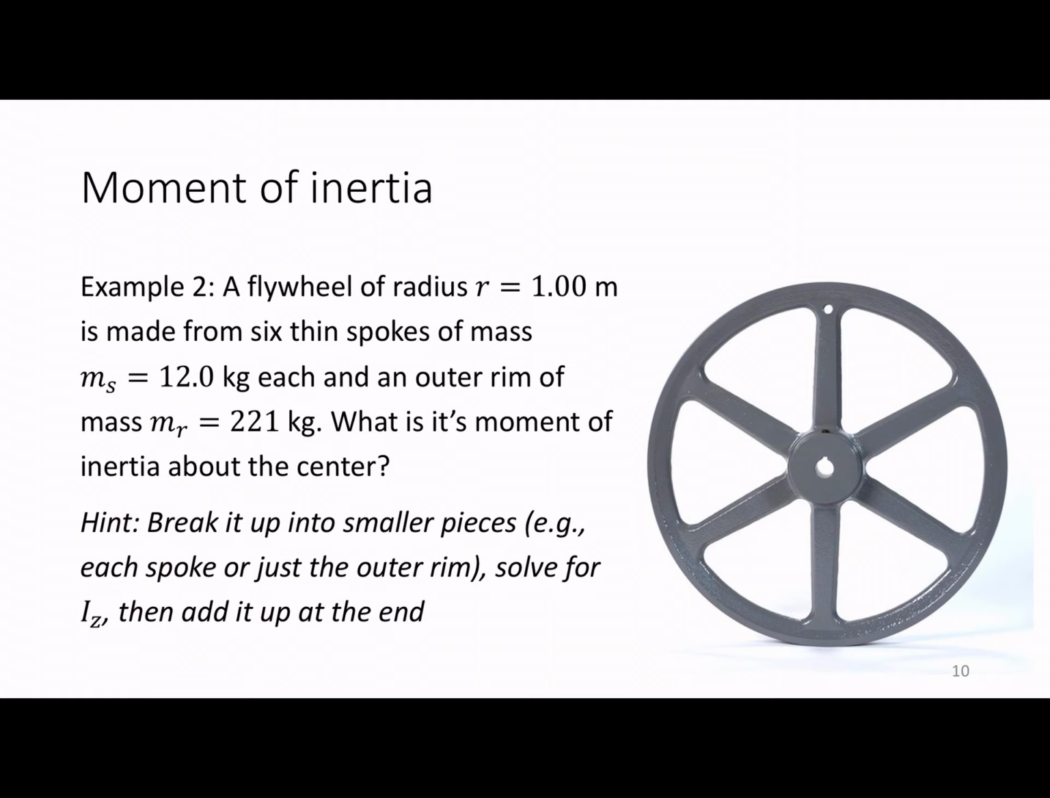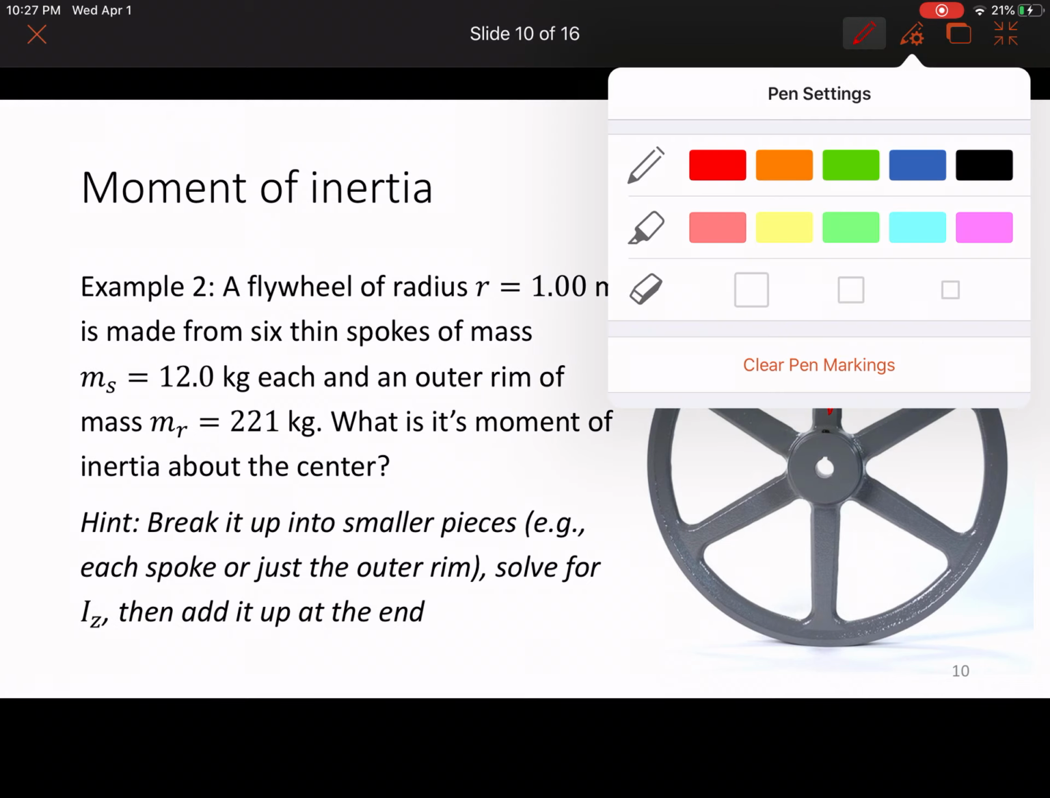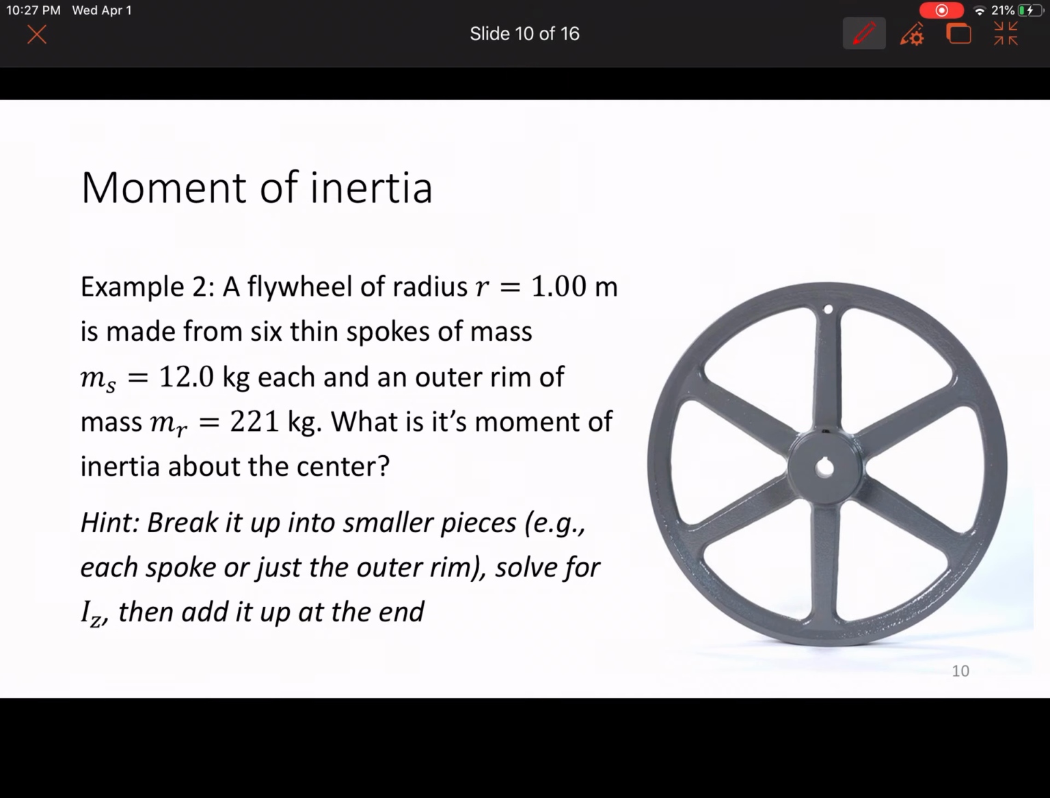So now let's put this together and actually try to solve a problem that you might actually care about. So consider this flywheel. A flywheel is an object kind of shaped like this. The radius is 1 meter. It's made from 6 thin spokes of mass 12 kilograms and an outer rim of 221 kilogram mass. The question is, if it's rotating about the center, and you can forget about this little bit in the middle, you can convince yourself that's a pretty small moment of inertia, as we saw. So just considering the spokes plus the outside, what is the moment of inertia about the center?